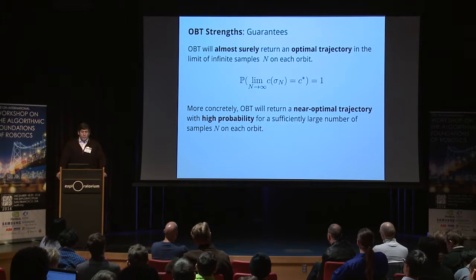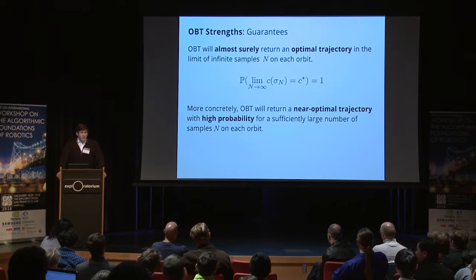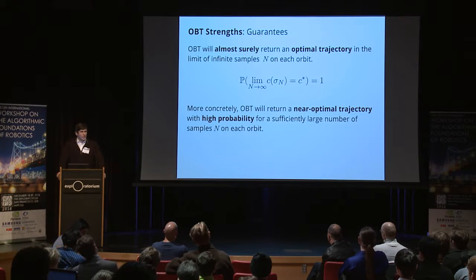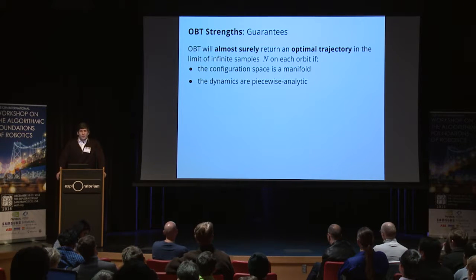And so what we can guarantee is that we'll almost surely find an optimal trajectory in the limit of infinite samples on each orbit. More concretely, we will find a near optimal trajectory with high probability if the number of samples is high enough, for arbitrary definitions of near optimal and high probability. And the conditions under which this holds are fairly mild.